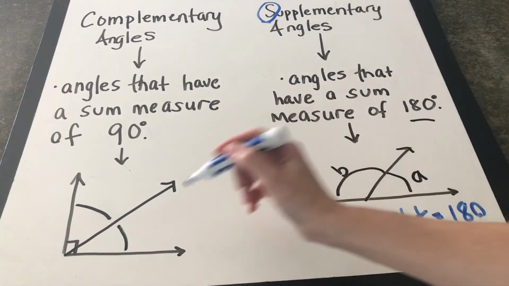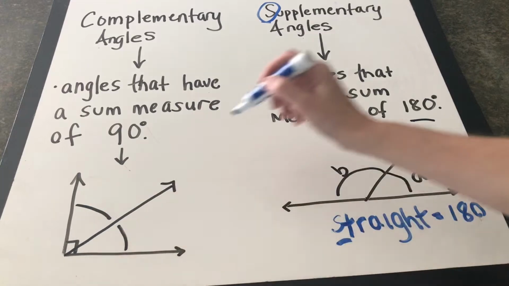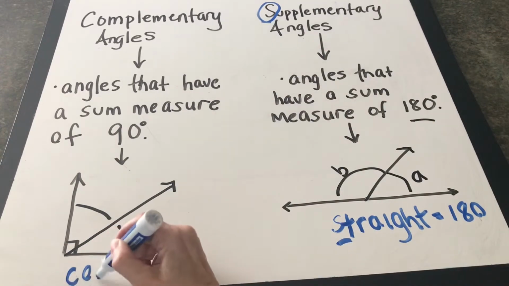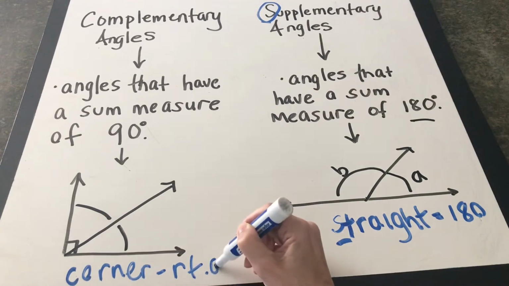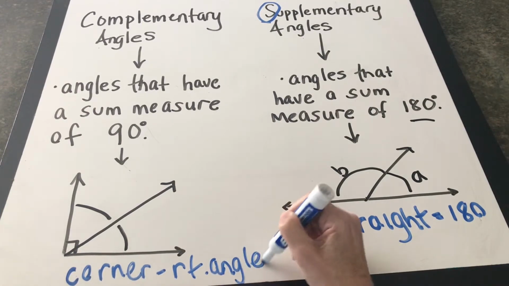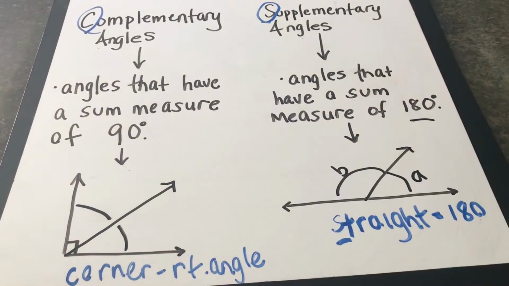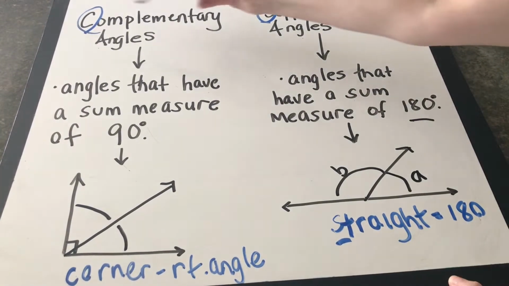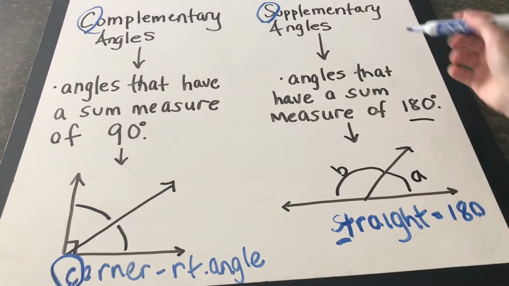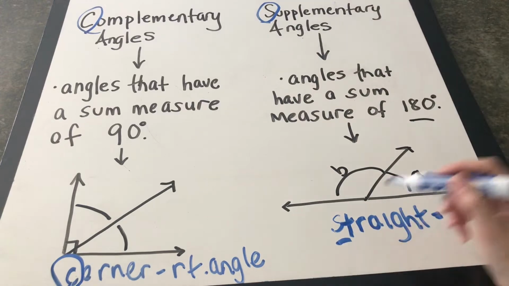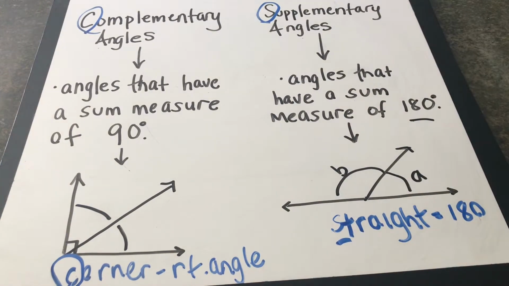And a corner, or a right angle, is going to have a measure of 90 degrees. And corner, the first letter in corner is a C. So corner, complementary. Supplementary starts with an S, like a straight line. Just might help you remember the difference between the two.